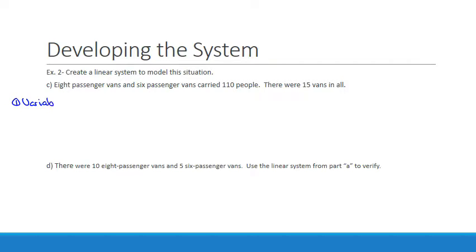So for the variables, they're asking how many of each type of van? So I can say X is one type of van and Y is the other type of van. So I can say X is the 8 passenger and Y can be the 6 passenger. And by all means, you could have used different variables. We could have used E's for 8 and S's for 6. Whatever you want. I know lots of students like just keeping it with X and Y, and that is fine with me as well.